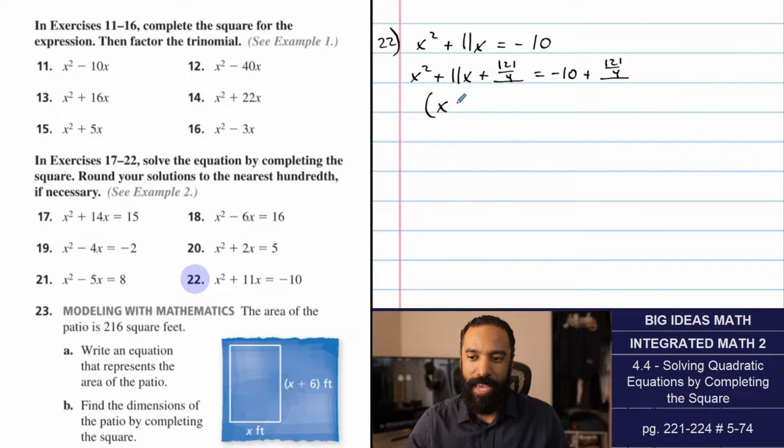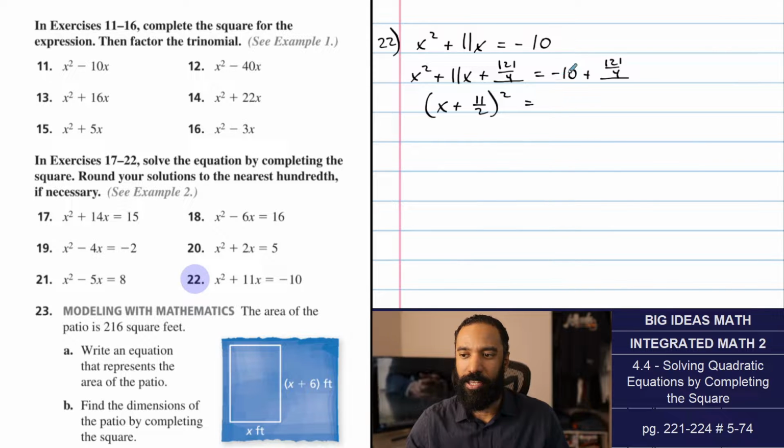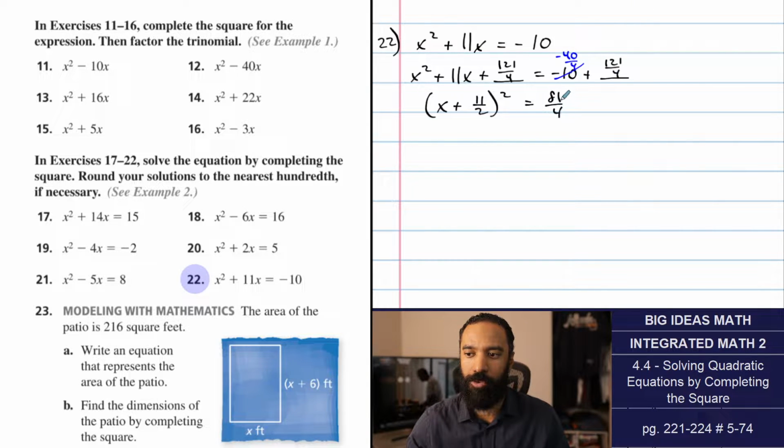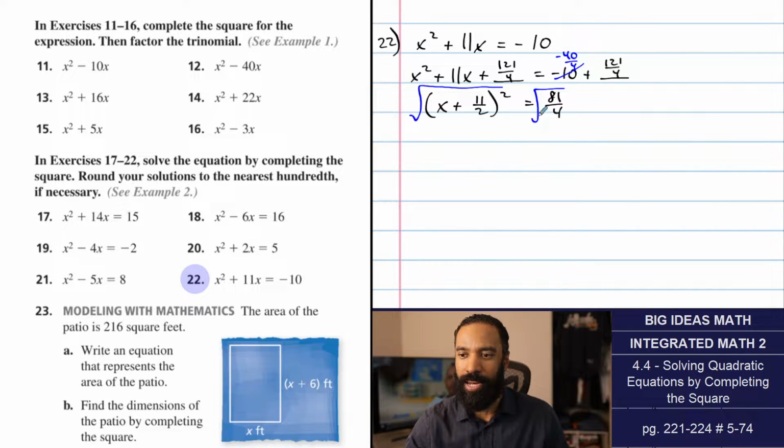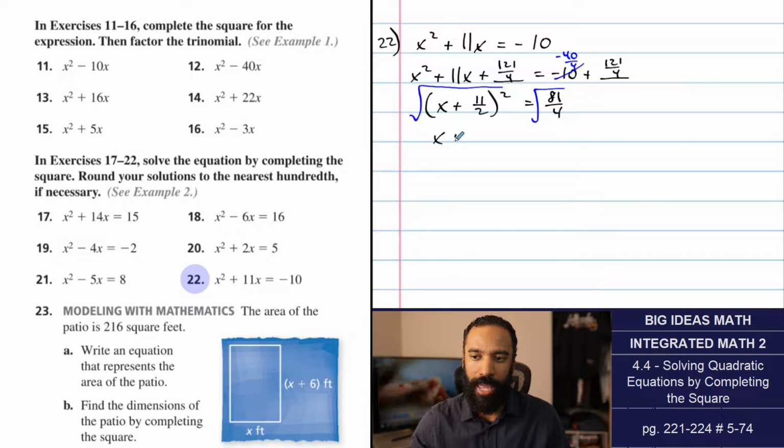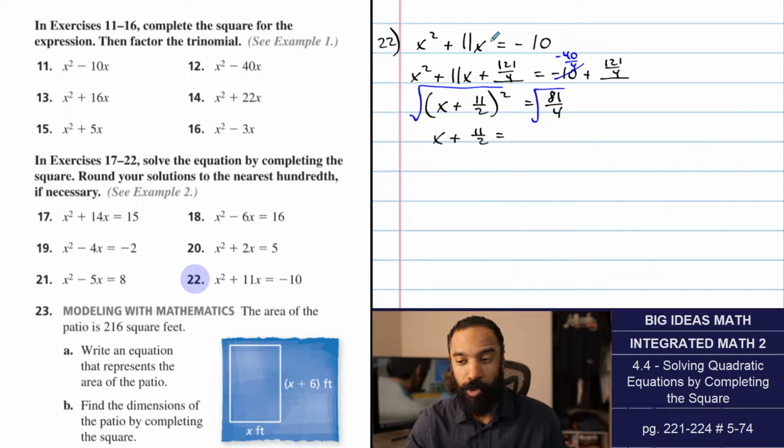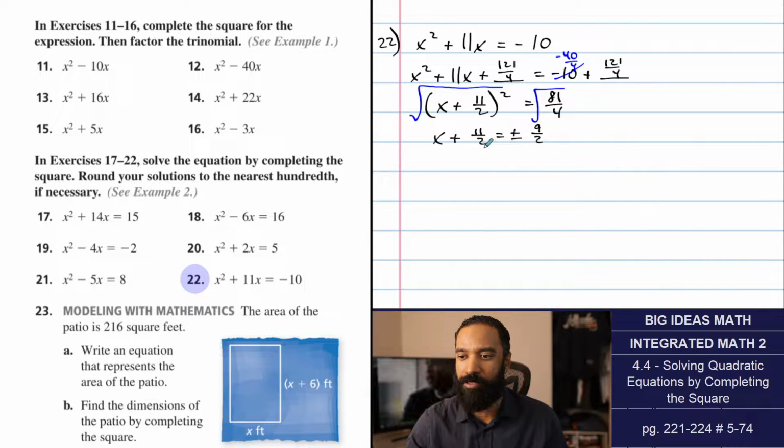This factors into x plus 11 halves squared. Now, negative 10 is also negative 40 over 4. So negative 40 over 4 plus 121 over 4 gets you 81 over 4. Oh, those are good numbers, because I can take the square root of both sides here, and the square root of 81 is 9, and the square root of 4 is 2. So now we'll get x plus 11 halves equals, by the way, that must mean this was factorable, which it totally is, plus or minus, don't forget that, 9 halves.